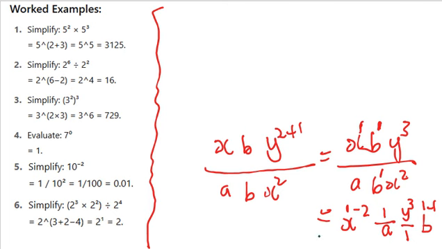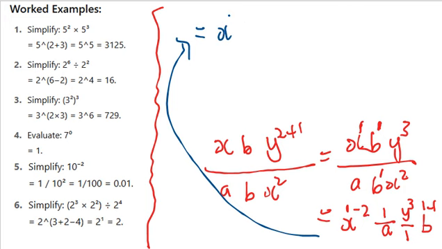So let's simplify this. x to the power of 1 minus 2 is going to give you x to the minus 1, since 1 minus 2 gives minus 1. Then 1 over a. Remember, it's 1 over a. What is the power of a here? It's 1. So this is the same as a to the minus 1. y cubed over 1: anything divided by 1 comes out the same way. b to the power of 1 minus 1 is b to the 0, so we know that this equals 1.